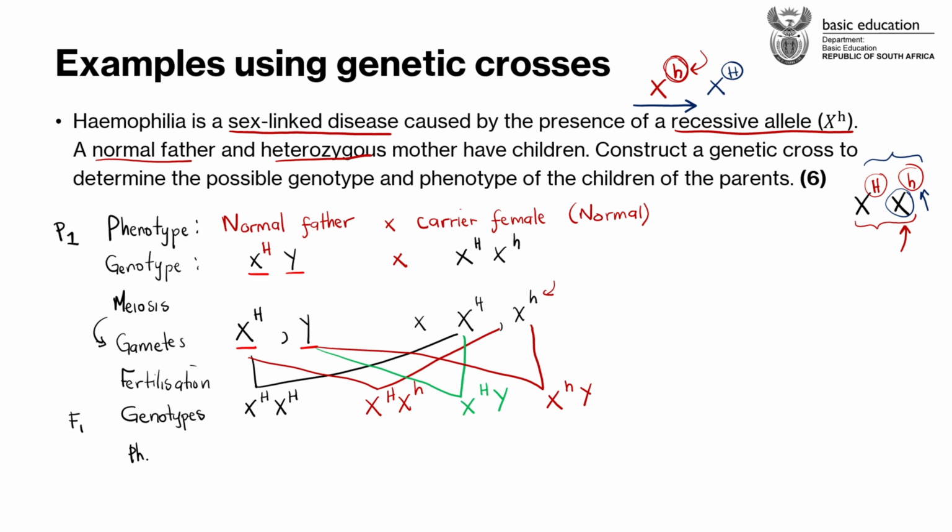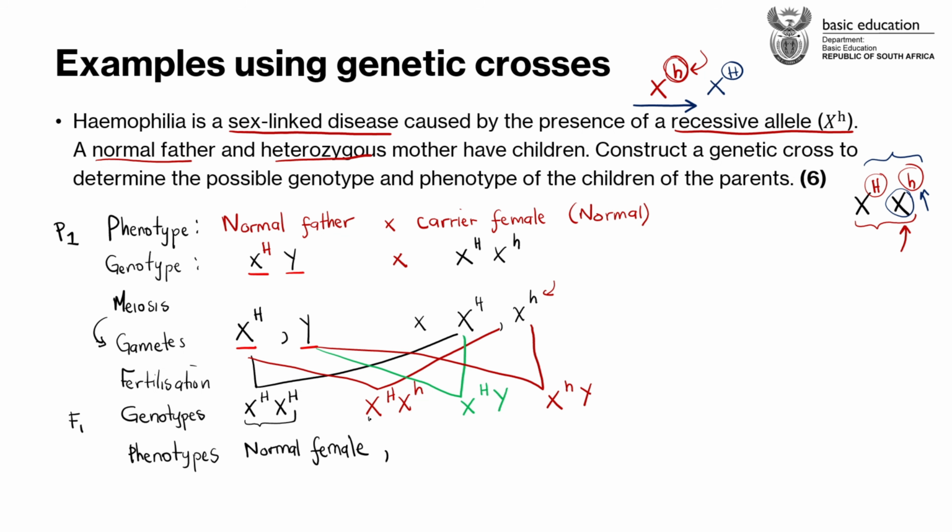Now let us interpret their phenotypes, because the question says construct a genetic cross to determine the possible phenotypes and genotypes for the children. Let us interpret the first one. This is X capital H, X capital H. It's a homozygous condition, homozygous dominant. So here we have a normal female. XX is a female, right? So this is a normal female.